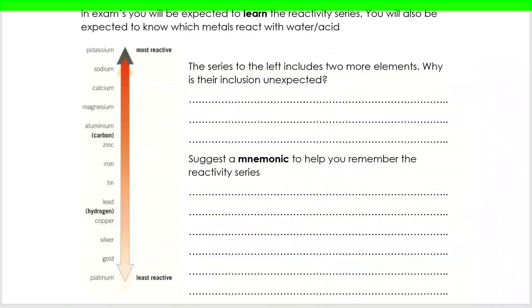Here's a different take on the reactivity series, and it includes two elements that might seem unusual. What are they and why? The two that really stand out are carbon and hydrogen. And the reason that they stand out is they're not metals. We're going to find out in later videos why we include them.